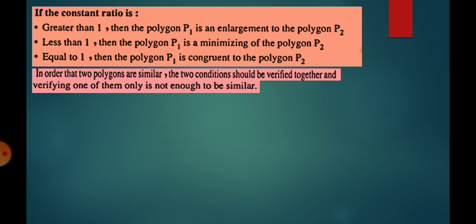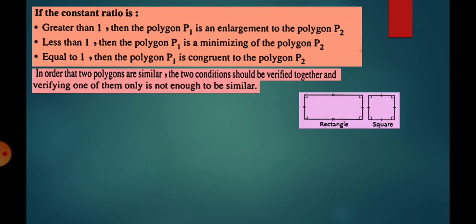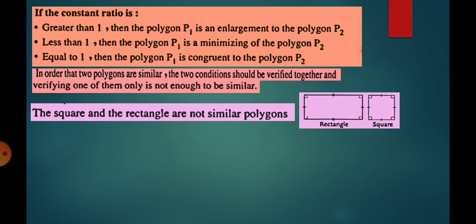To determine whether two polygons are similar, we must check the two conditions together. For example, the rectangle and the square. Each angle in the square measures 90 degrees, and each angle in the rectangle measures 90 degrees. So the corresponding angles are equal in measure, but the sides are not proportional, so we can't say the square is similar to the rectangle. The square and the rectangle are not similar because the corresponding sides are not proportional.